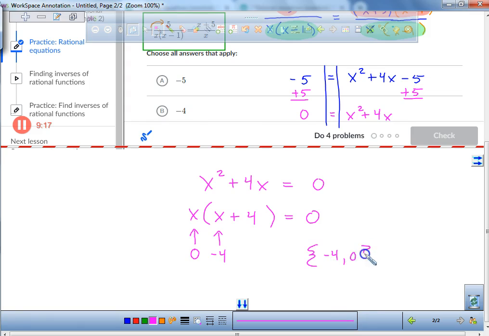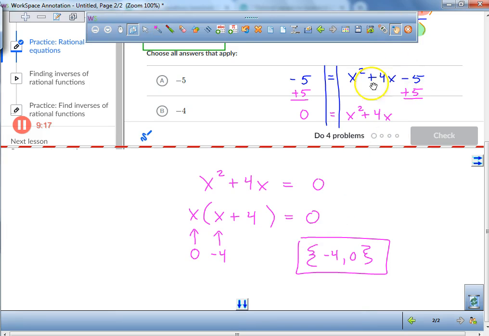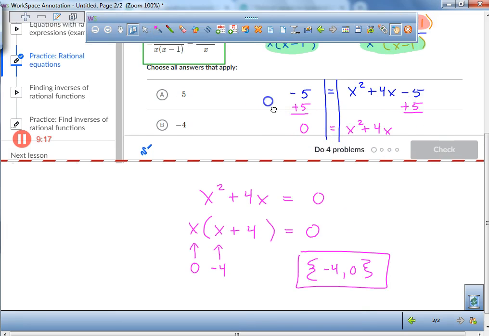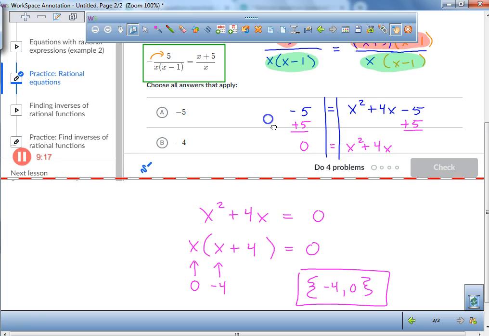-4 and 0. All right, -4 and 0. Now check this out. We have to make sure that they both work. So scroll back up. Uh-oh. See right there, if I plug in a 0 right there or right there, that would be bad, right? So what do we call it? You guys remember what we call this answer because we can't use it? Yeah, that's an extraneous solution.